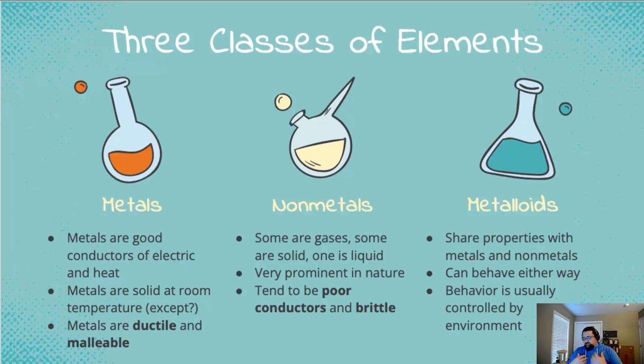Now, that's not saying that we don't have metals in us. We do. We need to consume metals to survive. It's just that by proportion, most of the stuff that we interact with in the natural world is going to be non-metal. And nonmetals tend to be poor conductors, and they're brittle. They crack instead of bending.